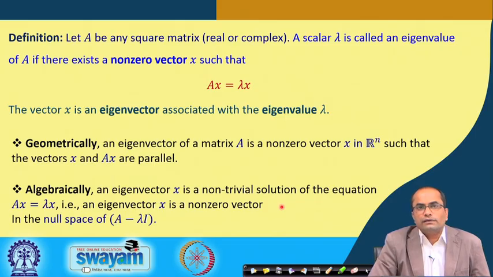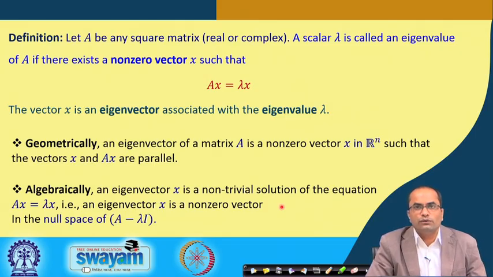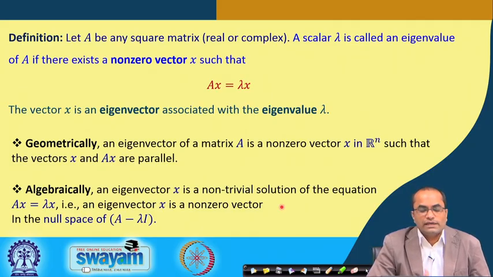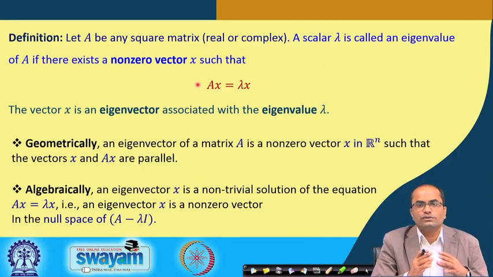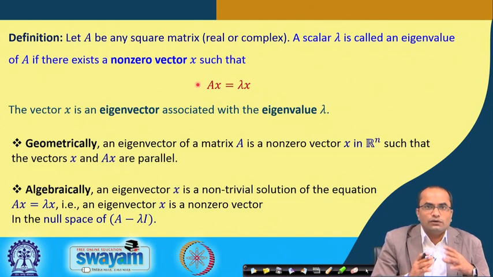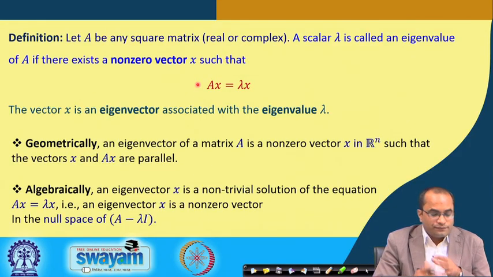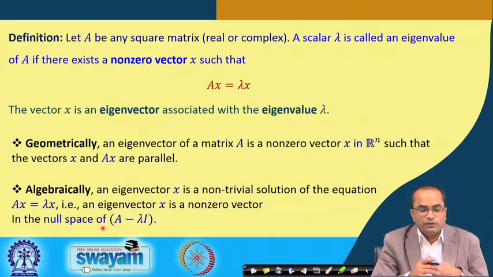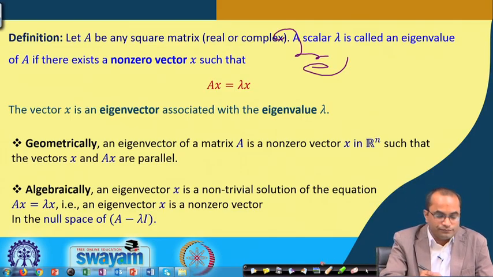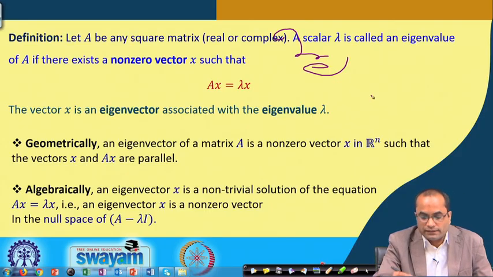Algebraically, an eigenvector x is a non-trivial solution, because we are looking for the eigenvector x which is non-zero. Meaning this non-trivial solution, because x equal to 0 will always satisfy this equation. So, we are not interested in the 0 solution; our interest is in the non-zero solution, meaning the non-trivial solution of this equation A x is equal to lambda x, or this eigenvector x here is a non-zero vector in the null space of A minus lambda I, because of this equation A x is equal to lambda x.